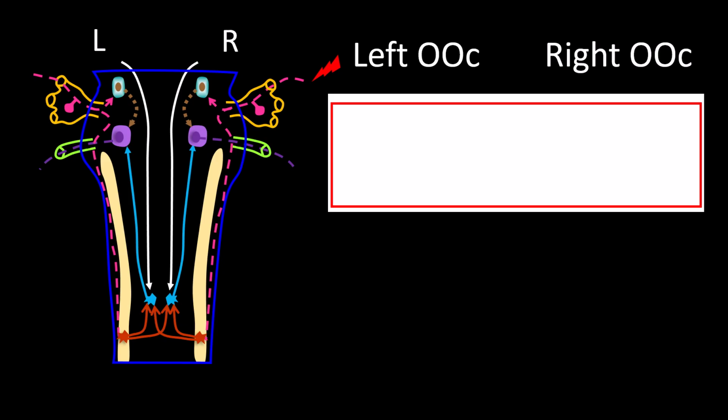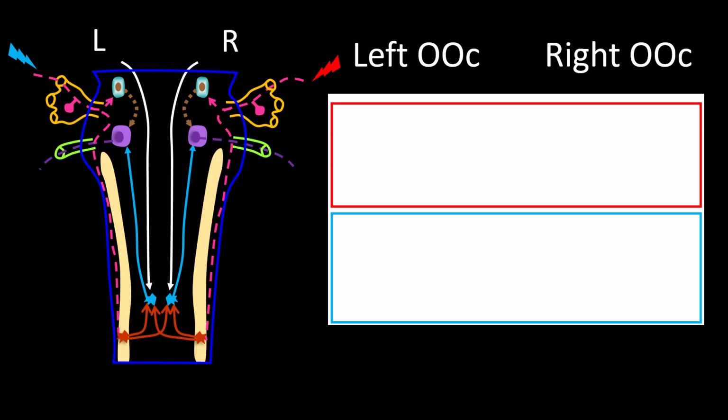On the right side of the rectangle, we will represent the activity recorded from the right orbicularis oculi, and on the left side of the rectangle, the activity generated by the left orbicularis oculi. Stimulation of the left supraorbital nerve, represented by the blue thunder, will produce a study that will be represented in the light blue rectangle. Again, the activity of the right orbicularis oculi on the right and the activity of the left orbicularis oculi on the left.